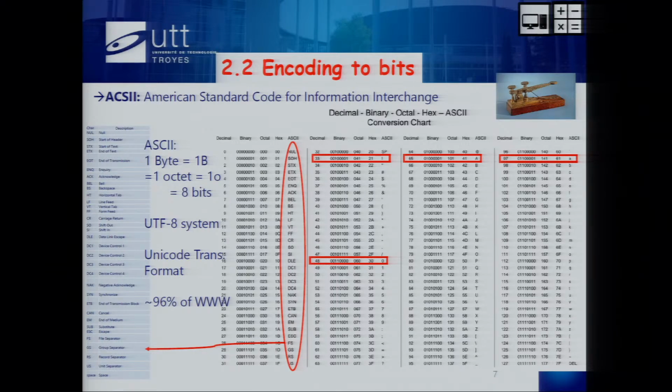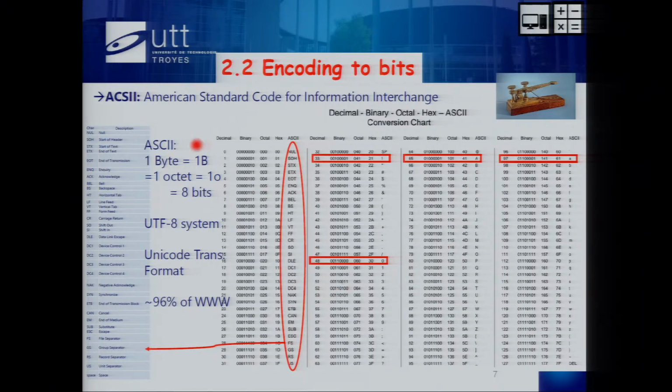Okay, or you have also the sync one, which is SYN. So that's number 22, I believe. And this one is the symbol for synchronize, when you have to synchronize two signals together.